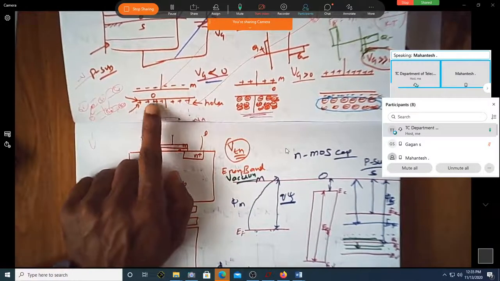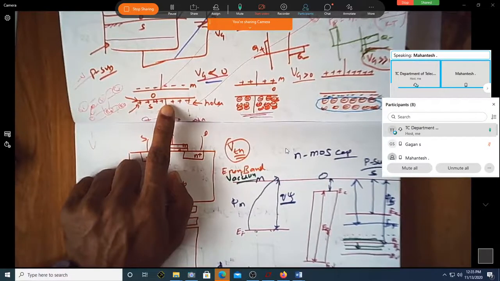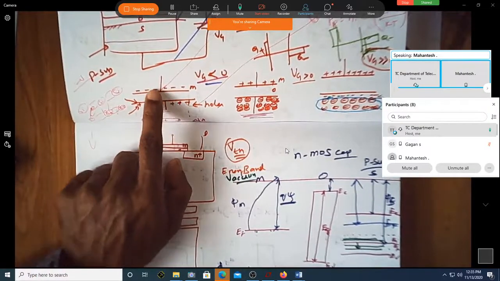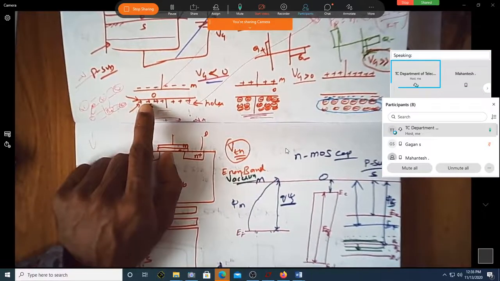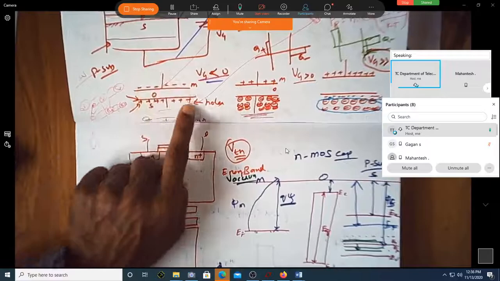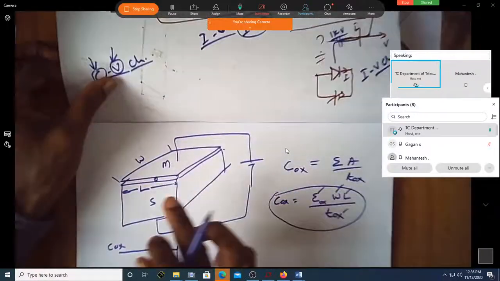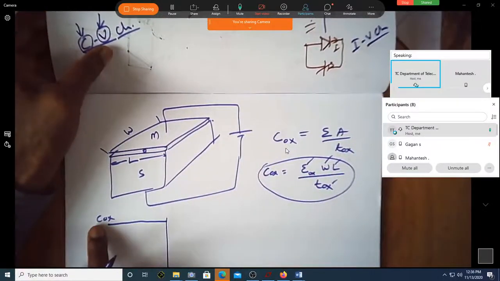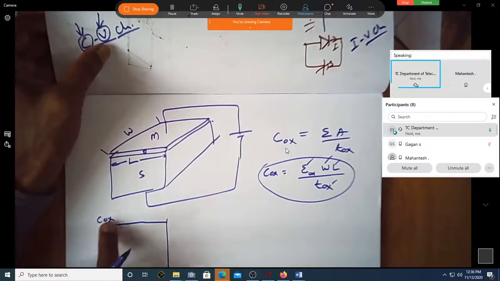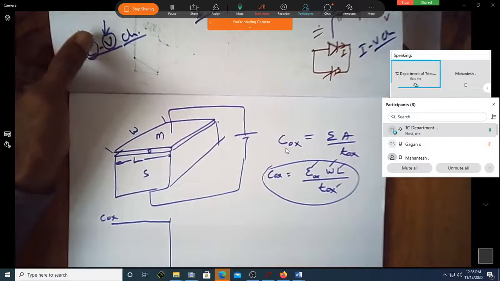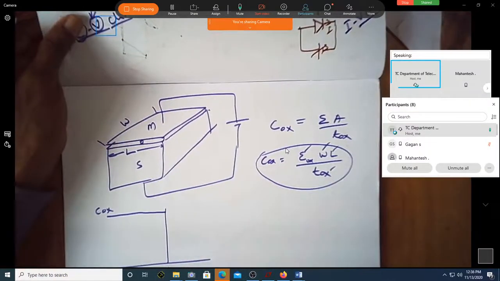Will there be any depletion region formed here? No, because for every applied negative voltage, you're going to have a hole created. So this is purely a capacitance due to the physical structure. That's why we call it COX, and from 0 till whatever negative voltage you apply, it will be there. Now you apply a slightly positive voltage.